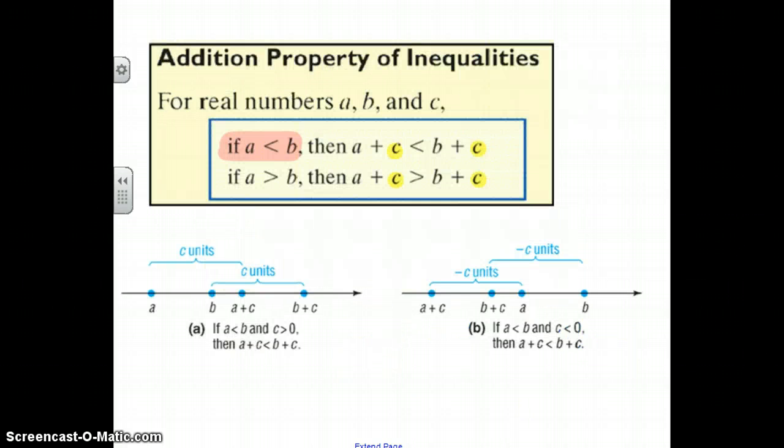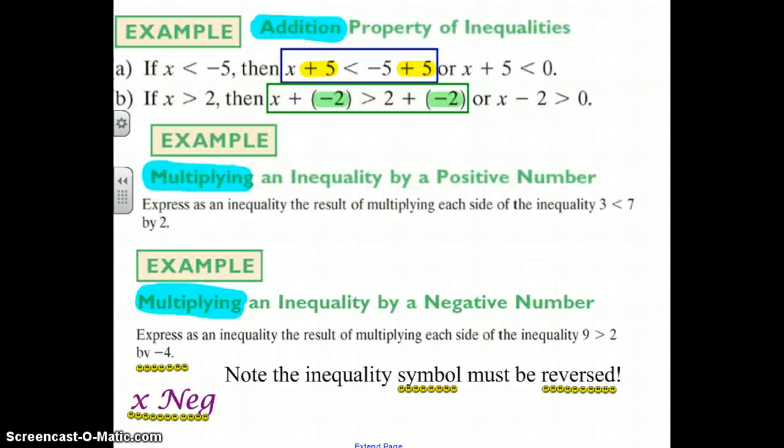This is saying, hey, you can add c to both sides for inequalities, and it stays true. You can subtract, you can multiply. So if I add 5 to both sides, it's still true. If this is the original statement, x is less than -5, I can add 5 to both sides, and it still remains a true inequality. I could subtract 2 from both sides, and again, the inequality remains the same.